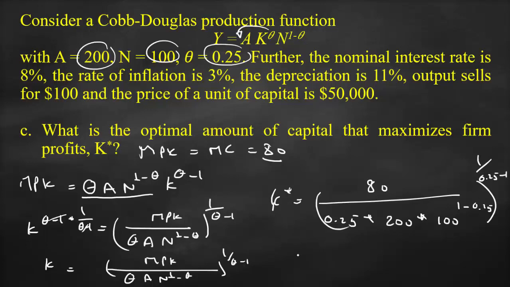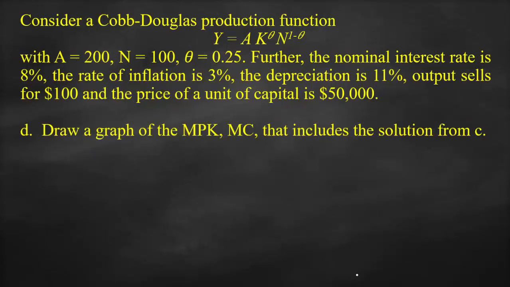If you calculate it, you will get K star is equivalent to 53.44. So this is the amount of capital that will maximize our profit. The next part of the question: draw a graph of the MPK and MC that includes the solution from the previous point.